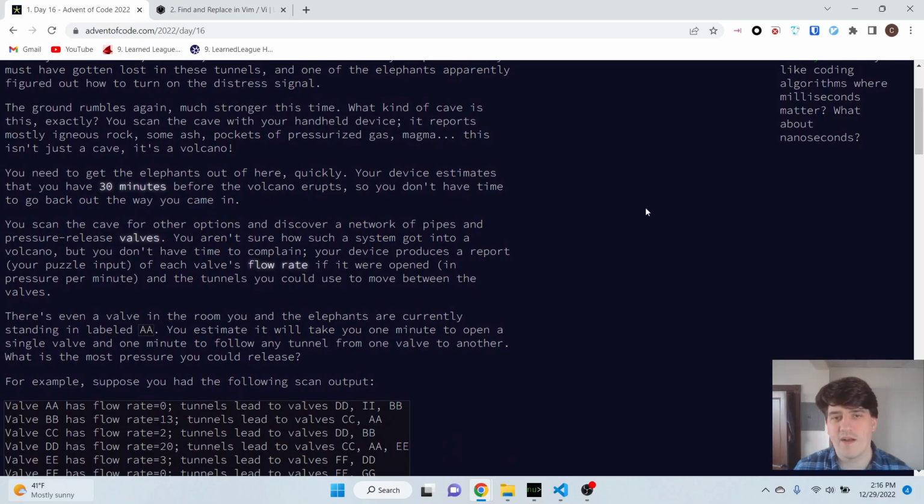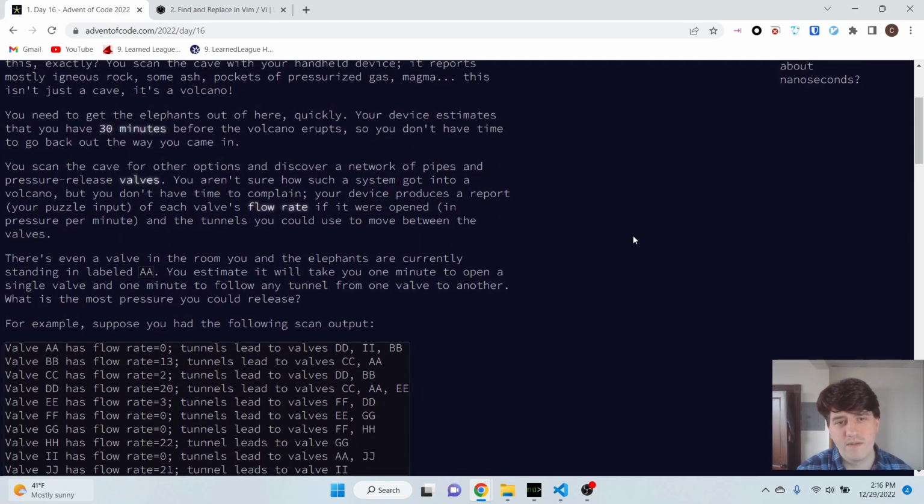You scan the cave with your handheld device. It reports mostly igneous rock, some ash, pockets of pressurized gas, magma. This isn't just a cave, it's a volcano. You need to get the elephants out of here, quickly. Your device estimates that you have 30 minutes before the volcano erupts, so you don't have time to go back out the way you came in. You scan the cave for other options, discover a network of pipes and pressure release valves. You aren't sure how such a system got into a volcano, but you don't have time to complain.